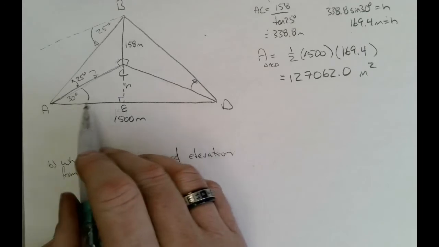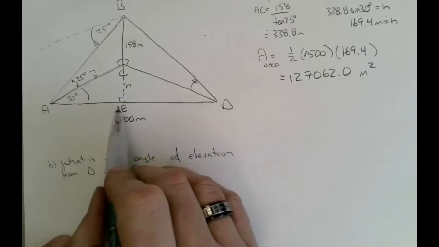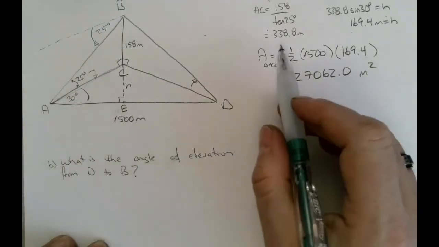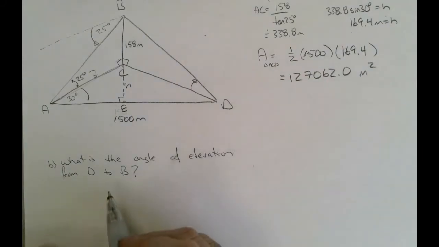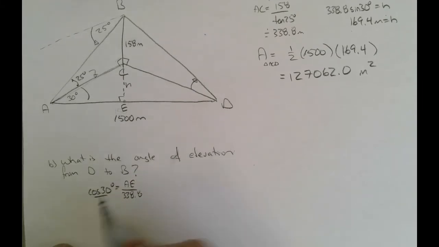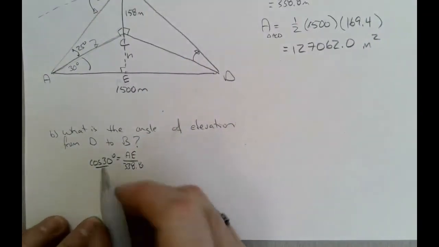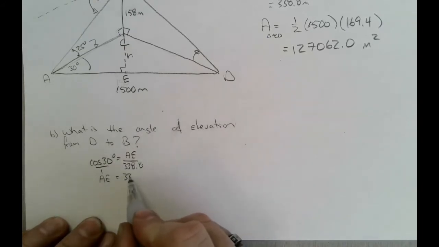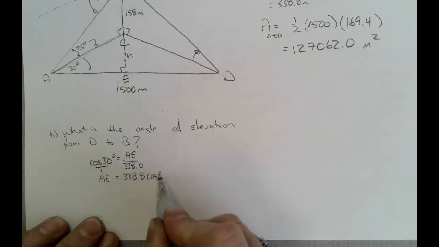So take a look at this triangle right here. I'm looking for the adjacent side to the angle 30. And I know what AC is. I've already got that. AC was 338.8. So my cosine of 30 degrees is going to equal my AE, what I'm looking for here, over AC, which was 338.8. Now, I can think of this as cross-multiplying, really. 1 times AE is going to be AE. And this will be 338.8 times the cosine of 30 degrees.